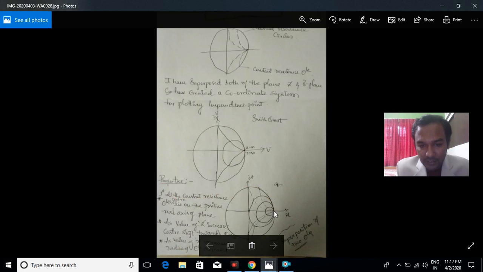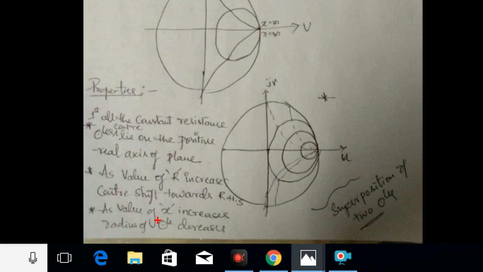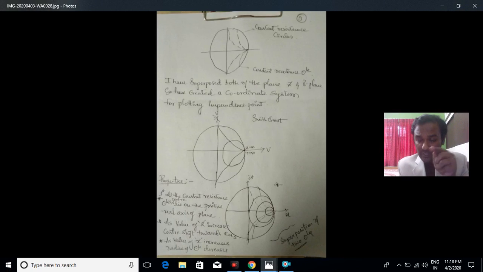We have seen here that as the r value increases, the center moves towards the right-hand side. The next property is that as the value of x increases, the radius of the circle decreases. As the x value increases to infinity, the radius of the circle decreases and ultimately goes to 0.